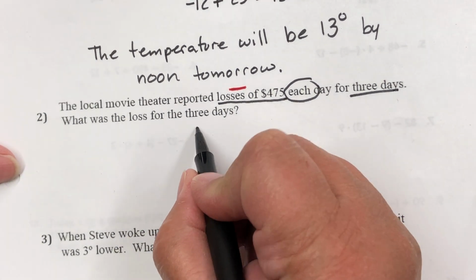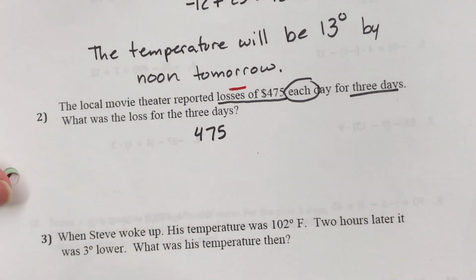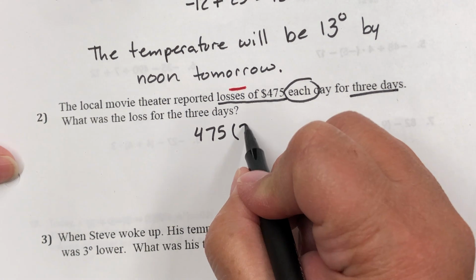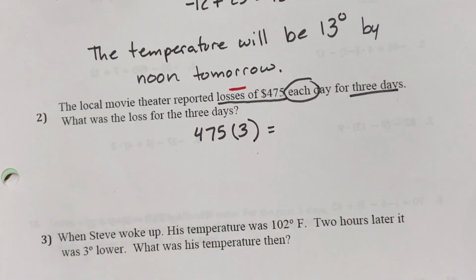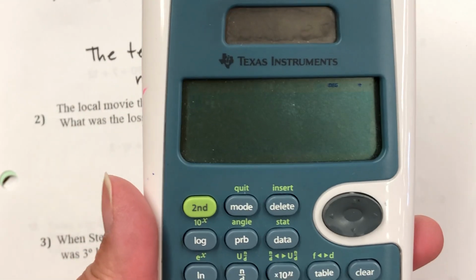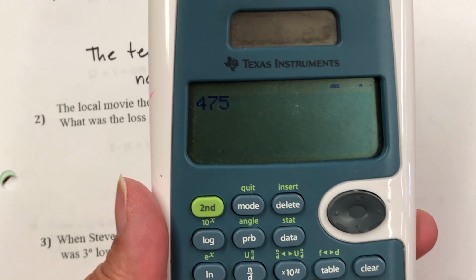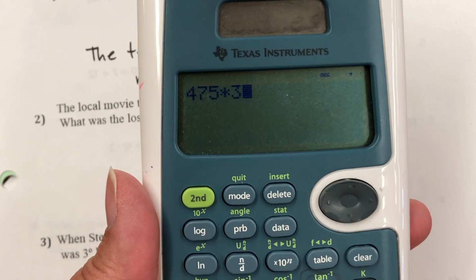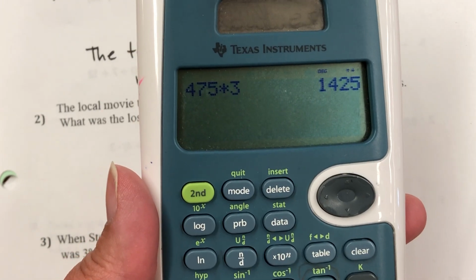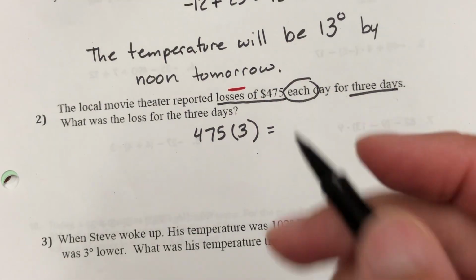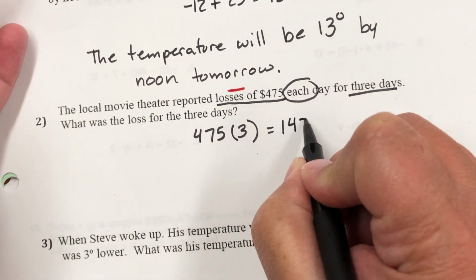So it was $475 each day times the 3 days. Now, I don't know about you, but this is without a doubt a calculator problem for me. I mean, of course I could do the calculation in my head, but I don't like to make mistakes. So I'm going to take out my calculator and put in the $475, and I'm going to multiply it times the 3 days. $1,425, that's quite a lot.